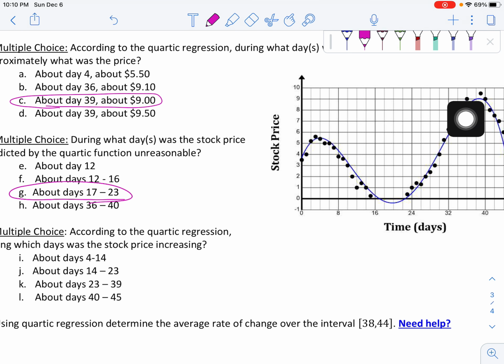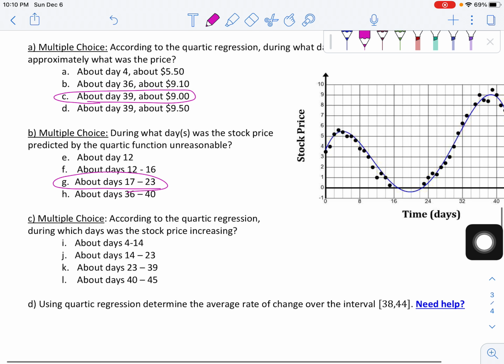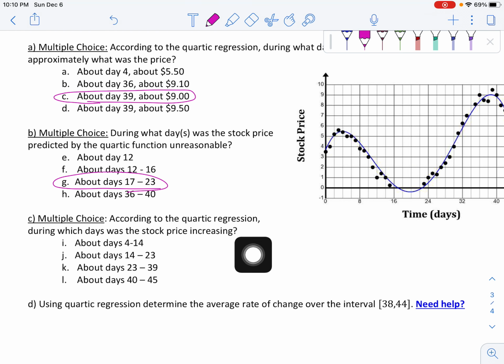And then day 36 is way over here. So we're up here to day 40. No, those are all totally reasonable prices. Okay. Let's see. According to the quartic regression, during which days was the stock price increasing? So let's break it down and take a look at what we've got here. Day 4 to day 14. So 2-4 to day 4. No, this is all decreasing, right? This graph is dropping here.